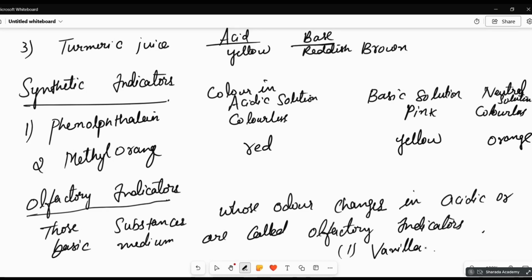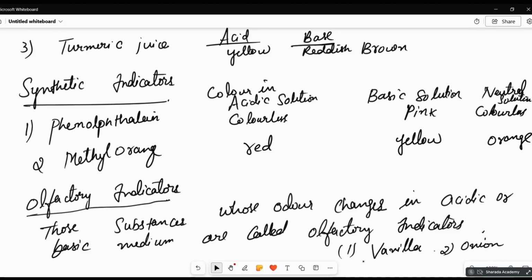First one is the vanilla, second one is the onion. Just write the explanation for that. Whenever you add an acid to the vanilla, the smell will not change. With the base, the smell will be lost. Even for the onion, it's the same.